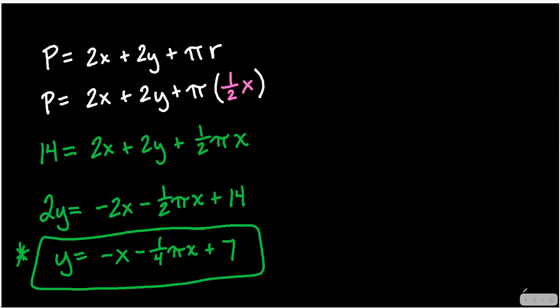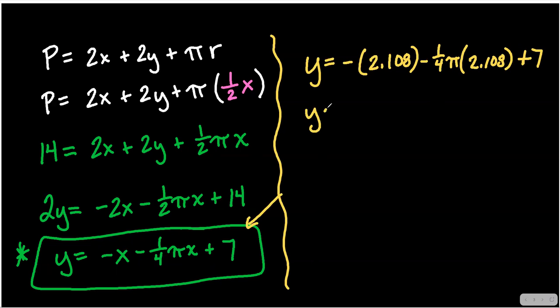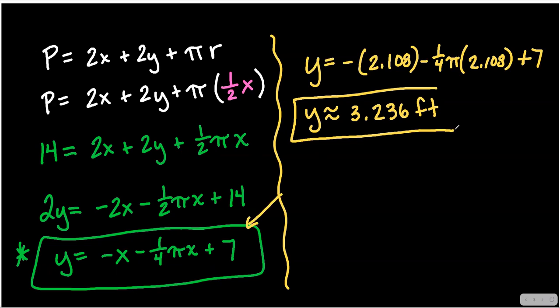How do I get the other one? Well, we're going to go back over here. We're going to plug in here now. So this tells me that y is equal to negative 2.108 minus 1/4 pi times 2.108 plus 7, or y is approximately 3.236 feet. And so we now have the dimensions that will maximize my area.